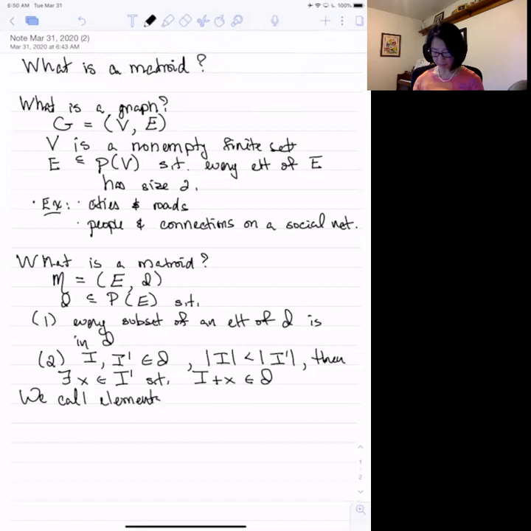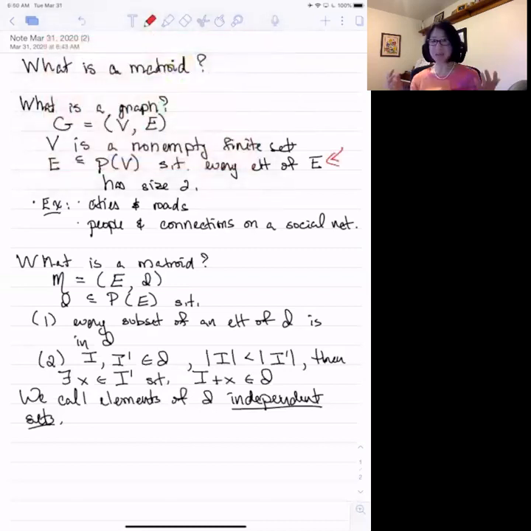And we call elements of this script I independent sets, by definition, just like in our definition of graph, where we have this set E, which a priori is just this set of unordered pairs of elements of V. We call those unordered pairs edges. Here we're going to call these weird sets in I independent sets.